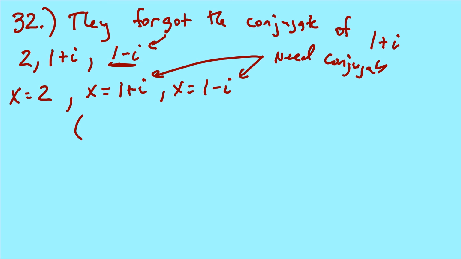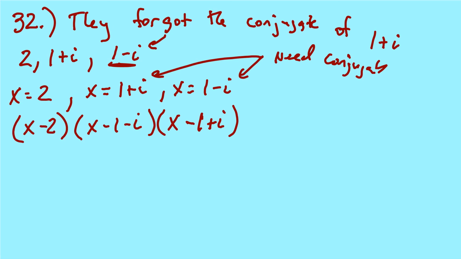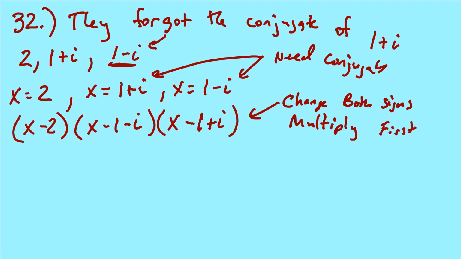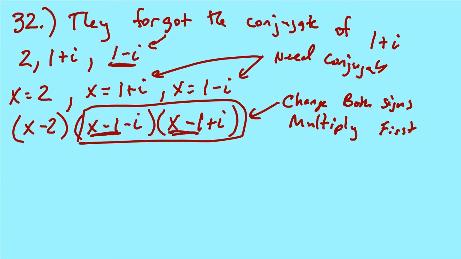Remember, I change both the signs when I make it in parentheses. So I make that x minus 1 minus i, x minus 1 plus i, and then I didn't do anything with it. I make it x minus 2. So I changed both signs. I multiply that first because they're conjugates. So multiply this first. The book, like I said, the book shows a shortcut. They say this is a, so it's x minus 1 squared.